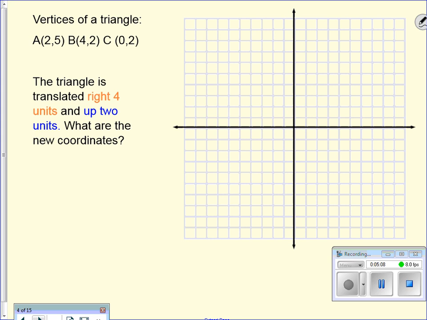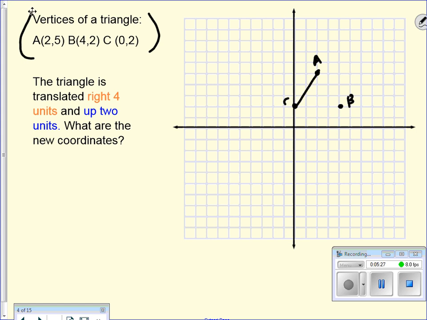I'm going to graph the vertices of the triangle, the first triangle they're going to give me, so you can see what it looks like. So 2, 1, 2, 3, 4, 5. That's A. And then B would be 4, 2. This is B. And I think C is right here.